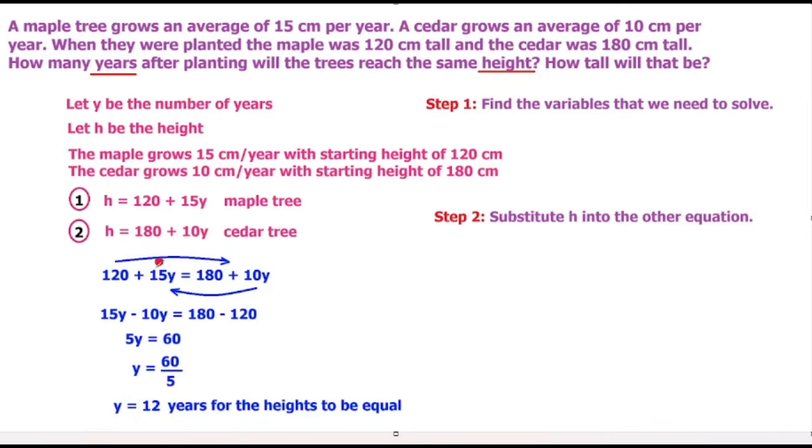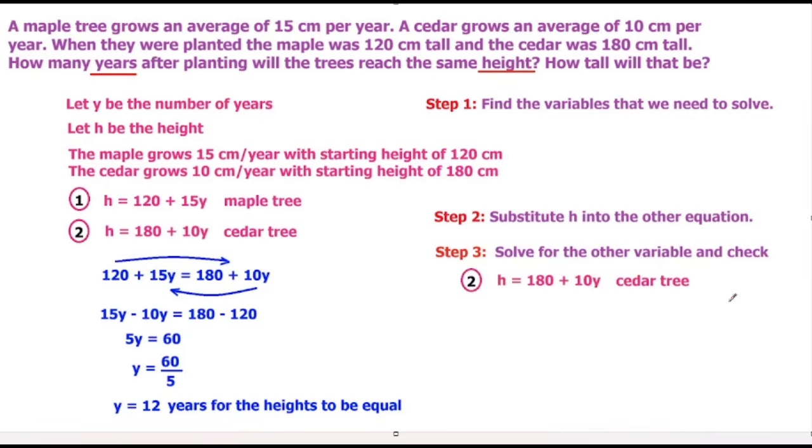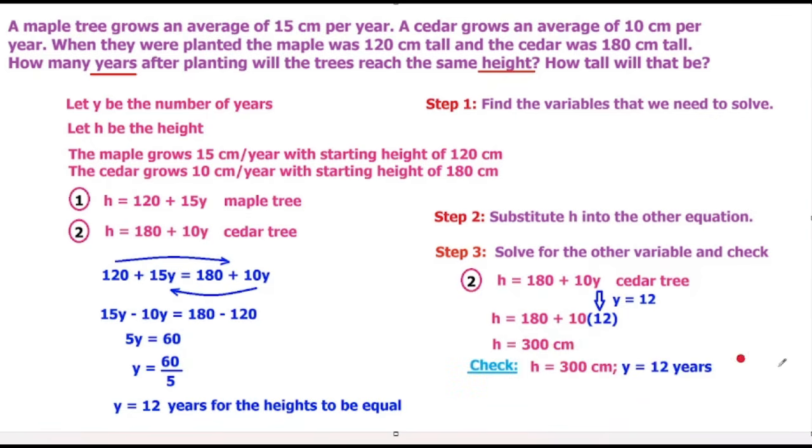The heights are going to be equal when they're equal, right? Because that's how we solved our equation. So y will be 12 years when that happens. Now we can solve for the other variable and do our check. So let's take our second equation for the cedar tree, and we could put in 12 for y here, because we just solved that y is 12. So now we can find the height of the cedar tree after 12 years. It'll be 300 centimeters.